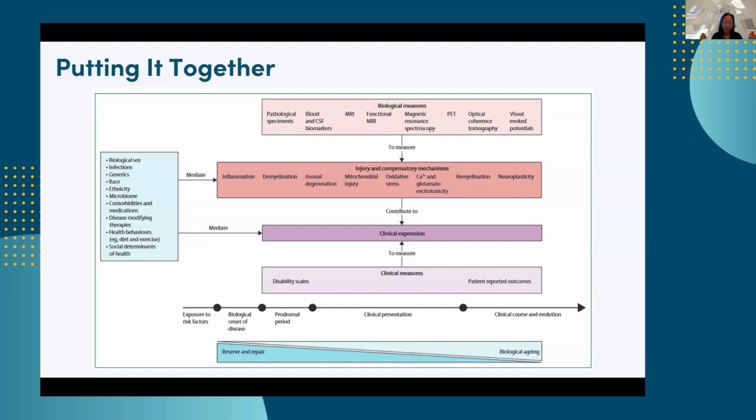Where everybody with MS feels it, though, is in that purple box. That's that clinical expression. That's what people are actually feeling. What we're trying to do as researchers is truly understand what's happening in that pink box. What's actually happening? That's the inflammation, the demyelination, the axonal degeneration. That pink box allows us to measure those processes. But all of this comes together into that purple box. So it's a complicated process, but we're really trying to understand everything that goes into it.